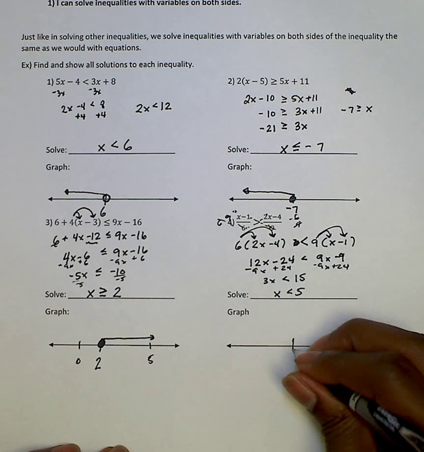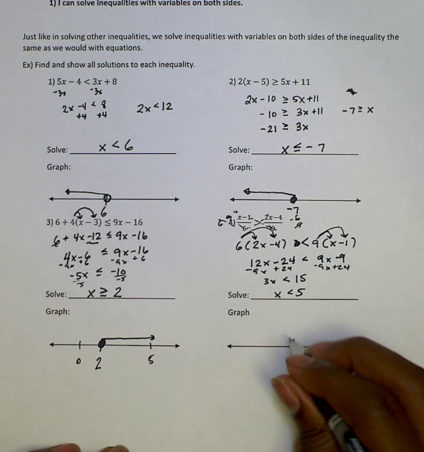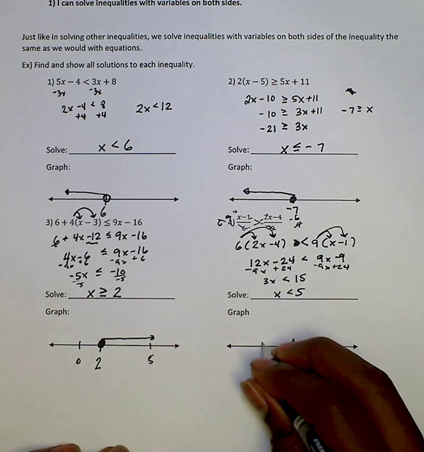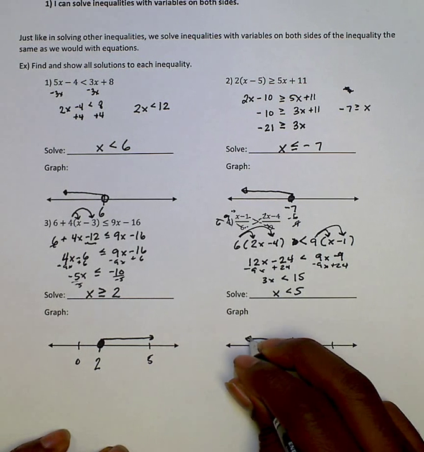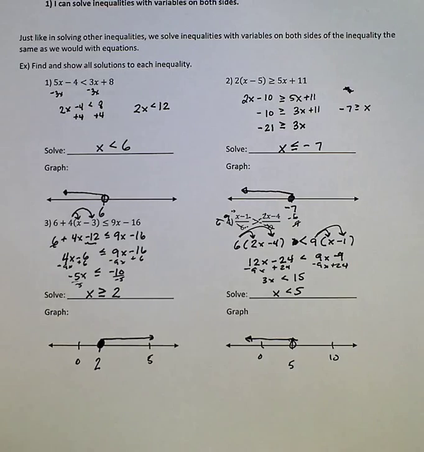Okay, so at 5, open circle, less than 5, numbers like 5, 10 here, goes this way. All right, so a few examples of solving inequalities with variables on both sides.